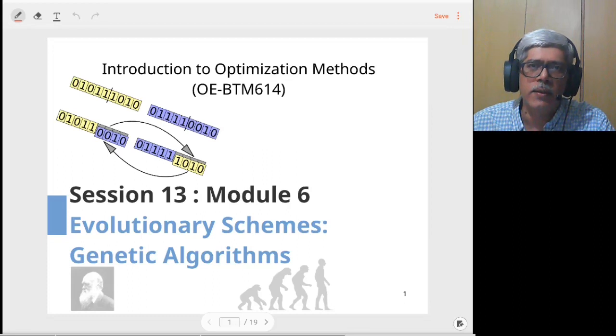It is stochastic, so the output may vary from one run to another, but in general it is a robust method and it works for a large variety of engineering optimization problems. So that is the strength of this particular method. It also works for mixed as well as real variable problems.